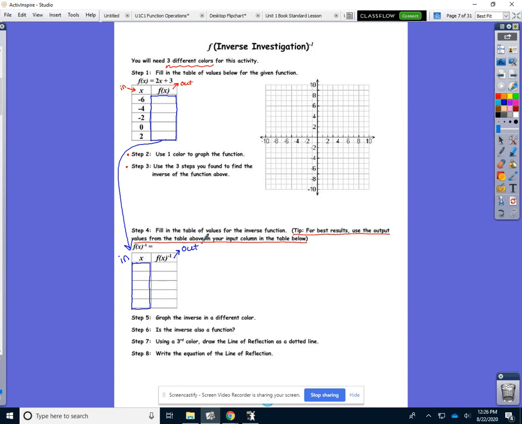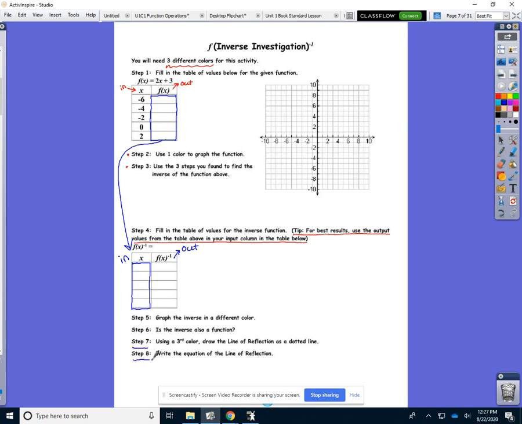Then I want you to graph the inverse in a different color. State whether or not the inverse is also a function. Well, how do you tell if something is a function? You will do the vertical line test. Using a third color, draw the line of reflection of the 2 functions, or of the function and its inverse, and then write the equation of the line of reflection.